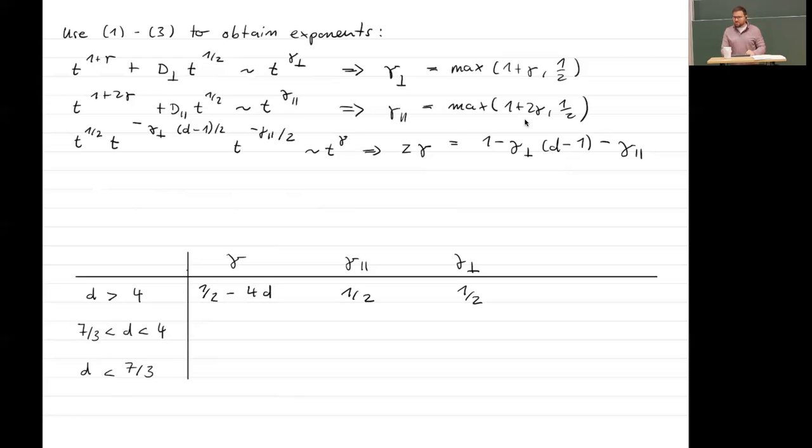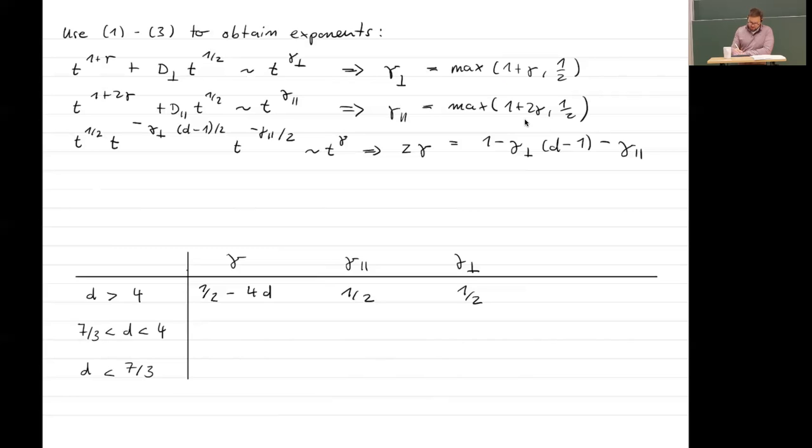So in high dimensions, information about order, about interactions, or about alignment is transported in a very inefficient way, diffusively. This is this one here. And if we go to lower dimensions, then we have the case that you see here. That is another condition for where we solve these equations. Now this gives us conditions that we have to distinguish. 7/3 smaller than d, smaller than 4.